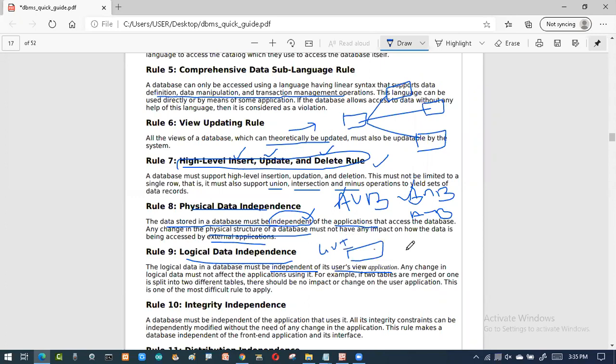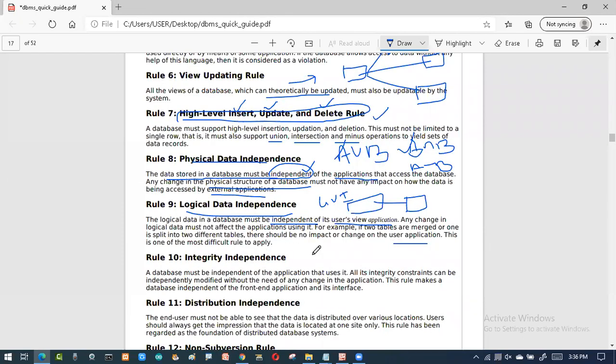So a user should not know that he is storing and retrieving data from the GUI: where it is storing, how it is storing, from where it is storing. I should not reveal that to the users. Any logical changes should not apply to the application. For example, if two tables are merged or divided into two tables, it should not impact the other table when using the application. Okay, so this is about the integrity rule.